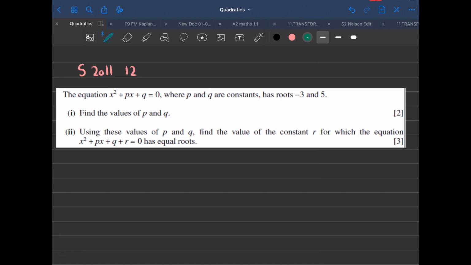So guys, I'm given two roots. What's the first root? x equal to minus 3. And the other root is x equal to 5. You are supposed to make a quadratic equation.